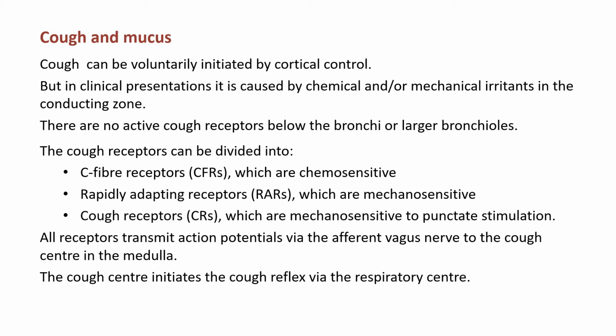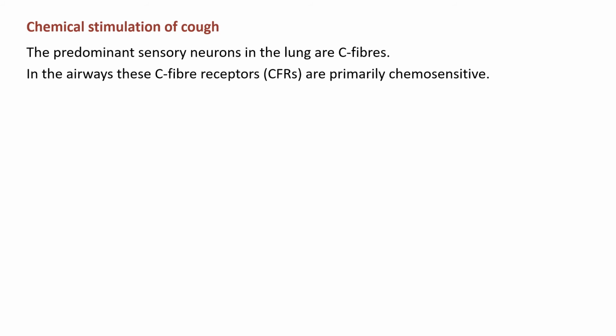All of the receptors transmit action potentials via the afferent vagus nerve to the cough center, also in the medulla. The cough center then initiates the cough reflex via the respiratory center. So let's talk about chemical stimulation. So this, remember, is via C fiber receptors. They are the predominant sensory neuron in the lung, in the upper airways.